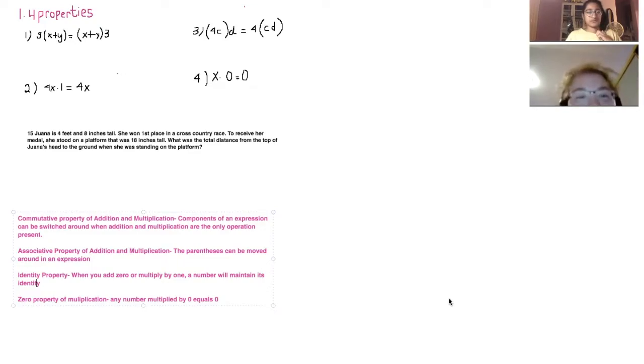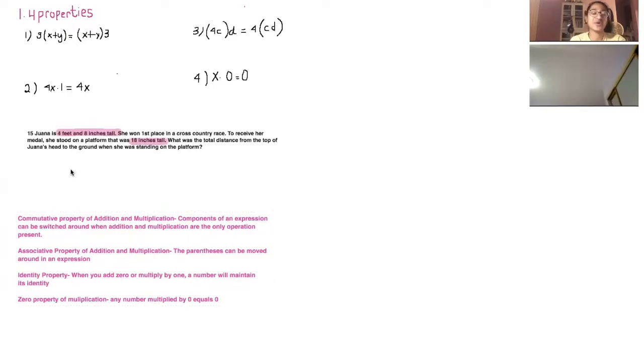The next example that we're going to do is number 3, which is an example of the associative property of multiplication. Because as you can see, the parentheses are moved around to encapsulate CD instead of 4C, and you'll still get the same answer. The fourth example is an example of the zero property of multiplication. Because as you can see, x is multiplied by 0, and you'll always get the answer of 0.